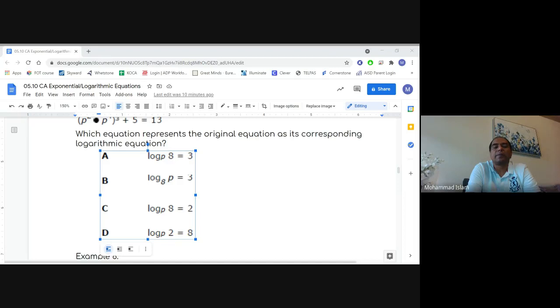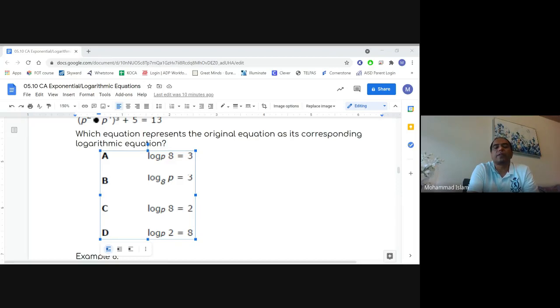When you have p power 6 and you have p power 1 upon 3, what happens to the powers? This time they multiply. So see the difference: when you have powers with the same base, here we had p power 2 and p power 4, then we added the powers. But when we have p only and 2 powers, we multiply the powers. So 3 times 2 is 6, I mean 6 times 1/3 is 2. So p squared is equal to 8.